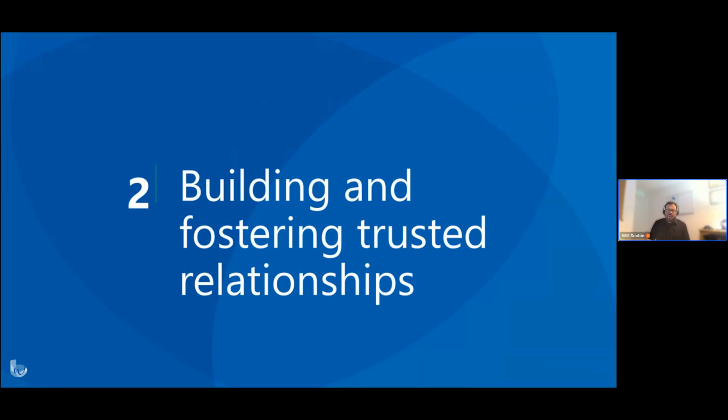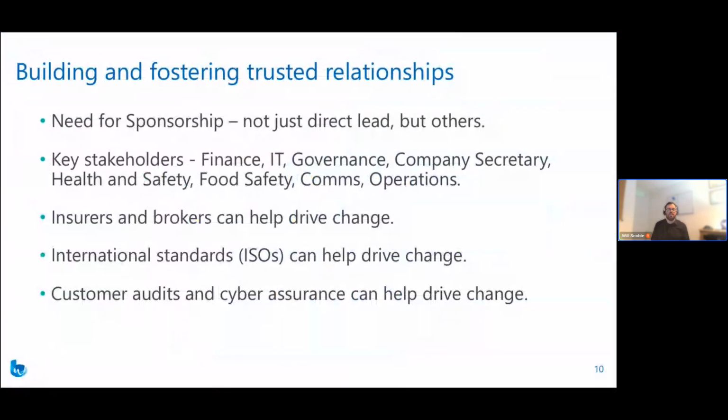So how can we start to improve risk reporting and getting more buy-in for risk reporting? For me, this is about building and fostering those relationships. And we all know there's a need for sponsorship, but I would say, and I'm sure others on this call would agree, this isn't just about getting your line manager to agree. It's about building a coalition. It's about building that engagement from a wider group of people.